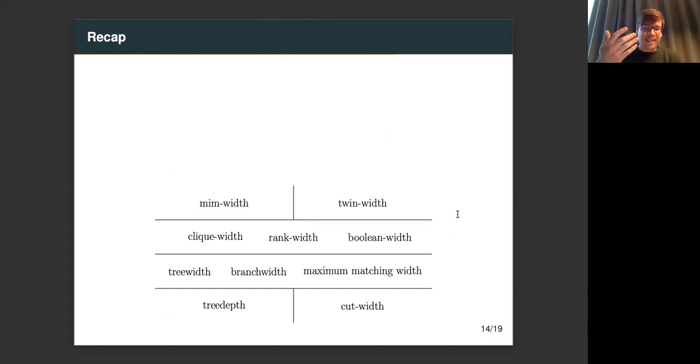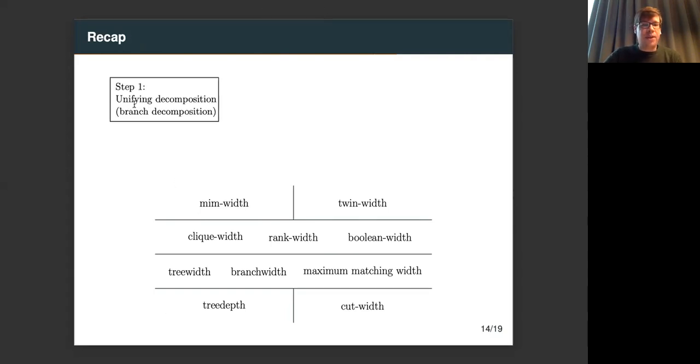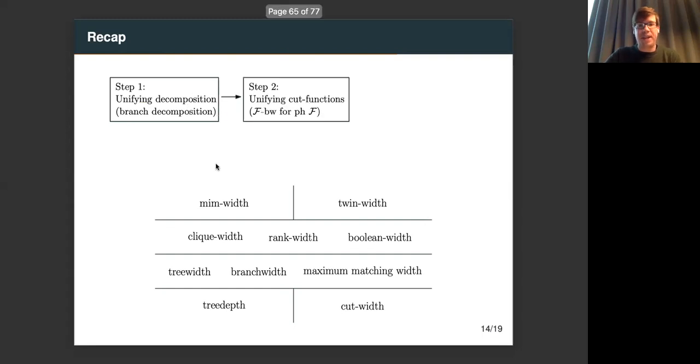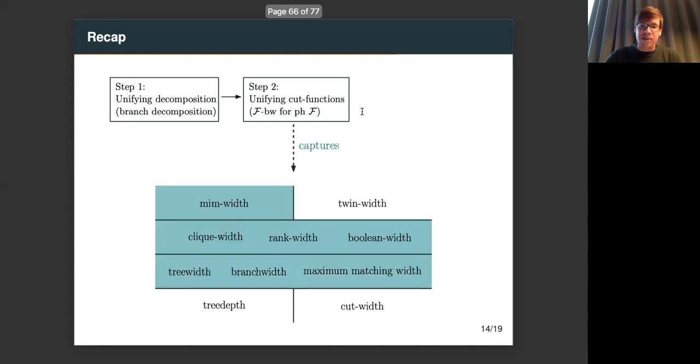Now, just in case you got lost a little bit, I want to give a recap of this whole story. We have many width measures, and we're trying to figure out if there's a unifying way of characterizing them. In step 1, we unified the decomposition method and chose branch decompositions. In step 2, we unified the cut functions and came up with this notion of F branch width for partner hereditary graph families F. And we saw that this already captures all of these width measures.